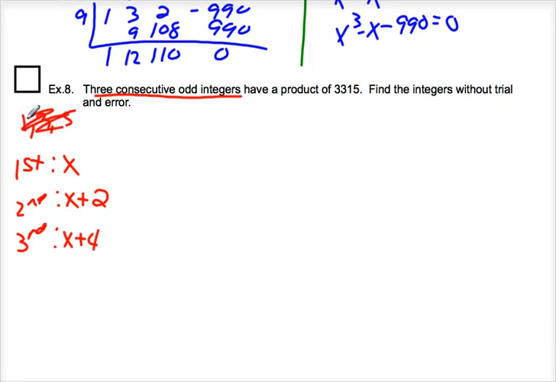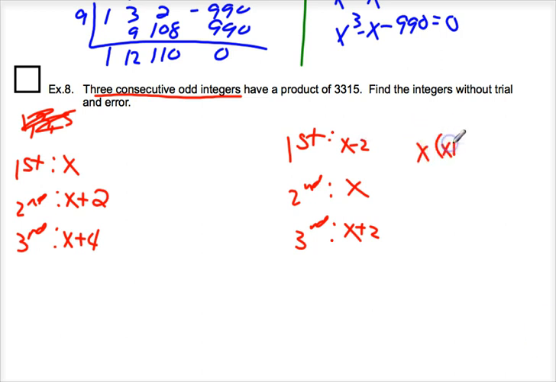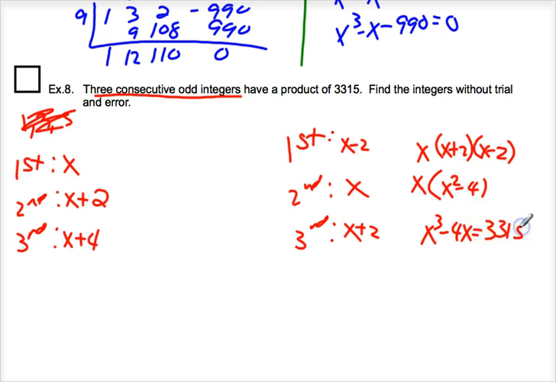That's not the cleanest way to do it. What's the cleanest way? Did you learn anything from up above? Cleanest way is to say, let the second number be x. Then what's the third? x plus 2. What's the first? x minus 2. Then when you go ahead and multiply them, you've got those conjugates. We've become so adept at multiplying. Distribute, and that has to equal 3315.